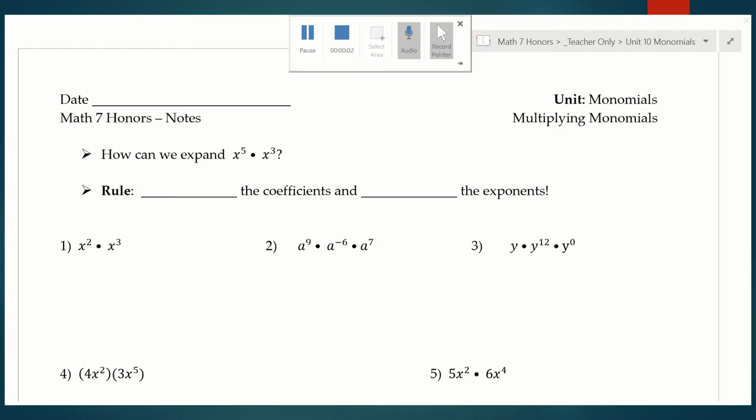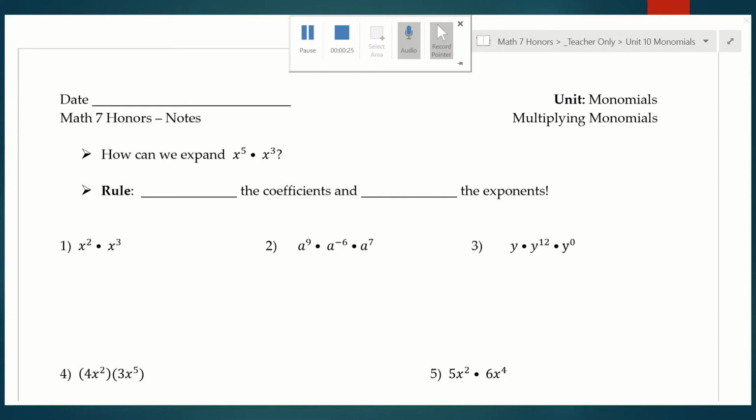Hi everybody. We are going to talk about how to multiply monomials today. With every operation that we do with monomials, there's a different rule. Thankfully with adding and subtracting, those had the same rule, which was to add or subtract the coefficients and keep your variable and exponents the same. With multiplying, the rule is different.